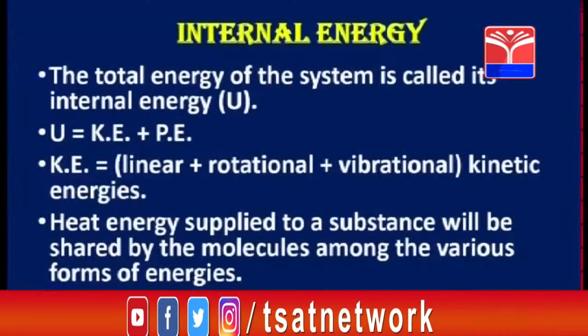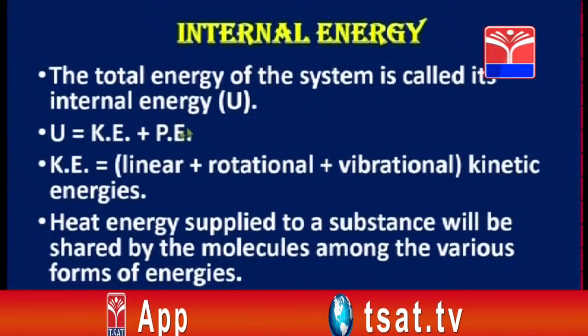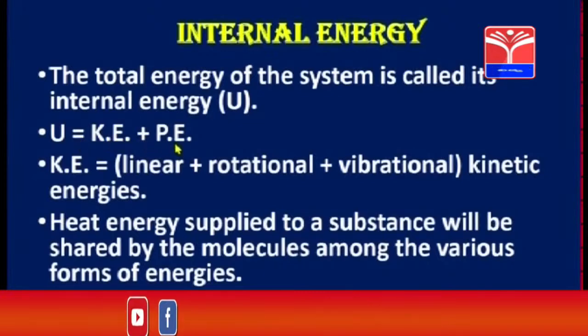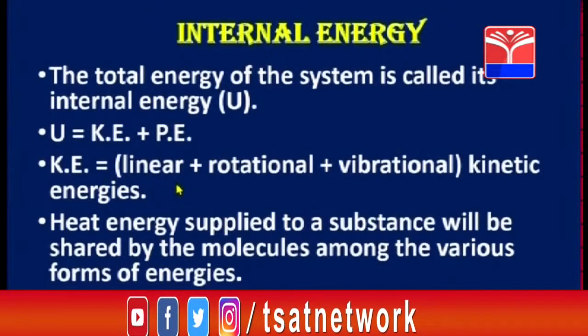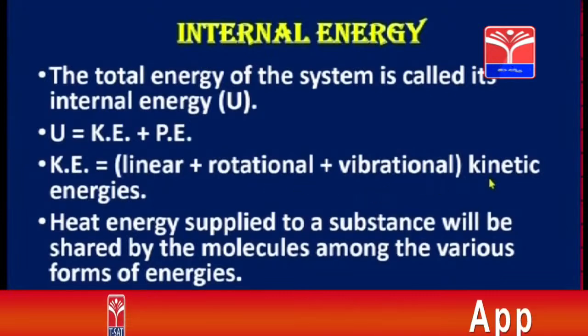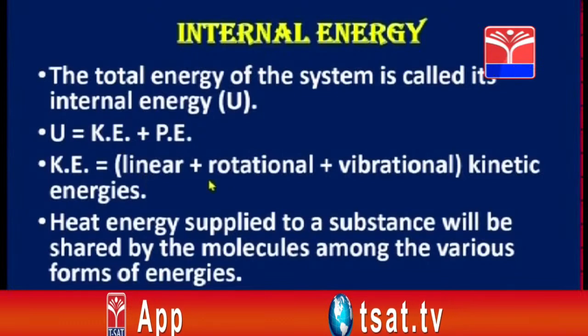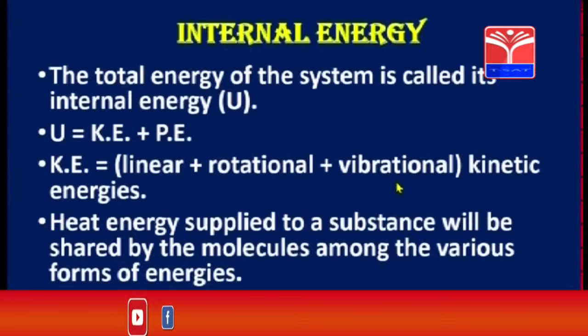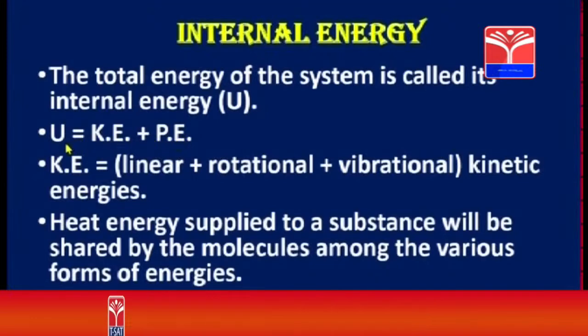The total energy of the system is called its internal energy. Okay, children? The total energy of the system is called its internal energy. This total energy is the sum of the kinetic plus potential energy, where the kinetic energy is a combination of the linear, rotational and vibrational kinetic energies. Okay, children? So, kinetic energy is a combination of linear, rotational and vibrational kinetic energies. When all these energies add up with potential energy, the sum is called the internal energy.